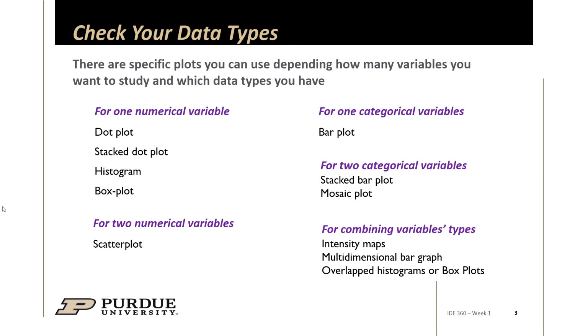So here is a summary of the ones that you can use for one numerical variable, for one categorical variable, two numerical variables, two categorical variables, or combinations of them. Here's just for your reference, and we're going to talk a bit about each of them. But keep in mind that this is not an extensive list. There are many more types of graphs that you can generate. This is just a baseline that you need to be aware of.